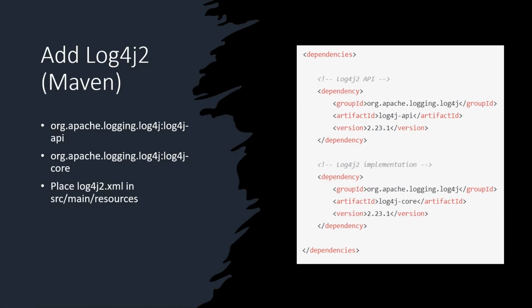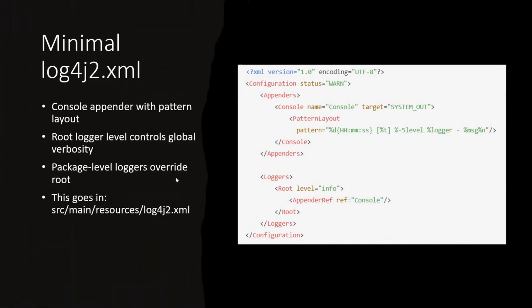So basically, it has two parts. There's the API and the core. Please add both of these dependencies as seen here. And also, there's going to be a log4j XML that we're going to have to place in src/main/resources. That's going to be next.